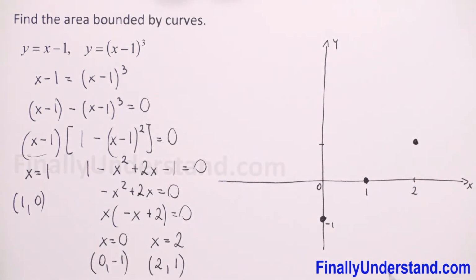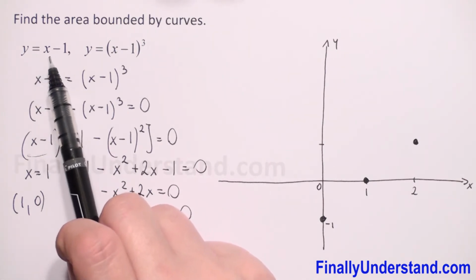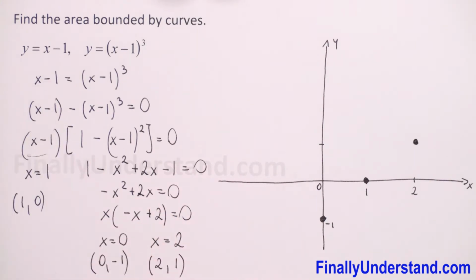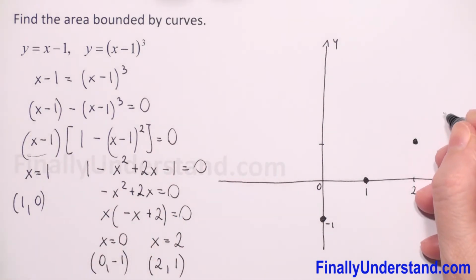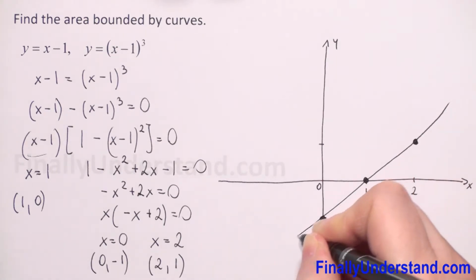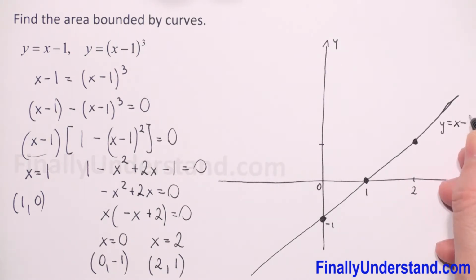Next we have to draw our curves. First is y equals x minus 1. This is a straight line. We already have these three points, so we can draw our first line. This is y equals x minus 1.